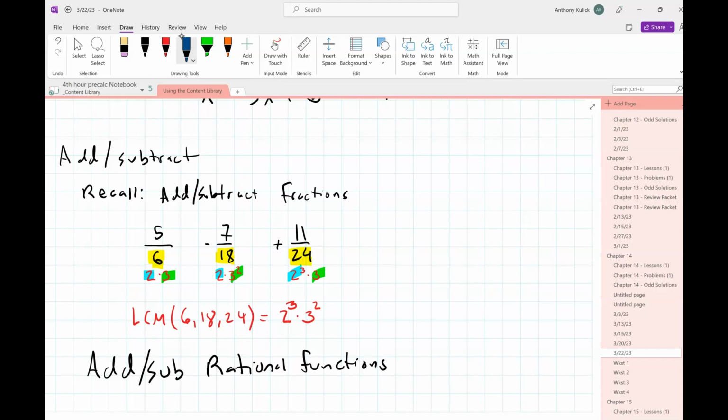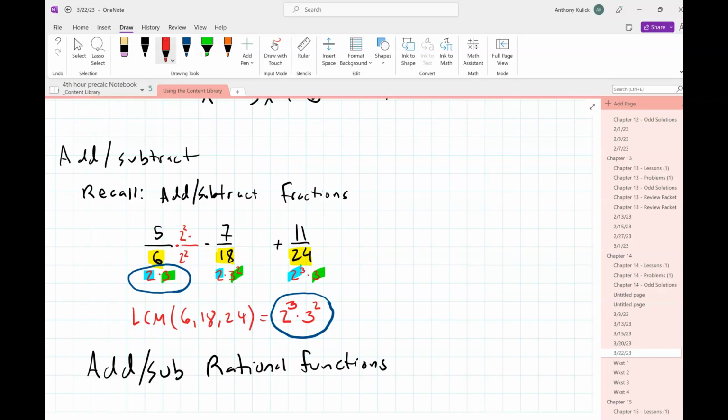Now what I need to do is figure out what I need to multiply 5 over 6 by so that I get that least common multiple, 2 to the third times 3 squared. The easiest way to do that is to look at what I have and then look at what I want. So I have 1, 2. How many more 2's do I need to get to that least common multiple? I need 2 more, right?